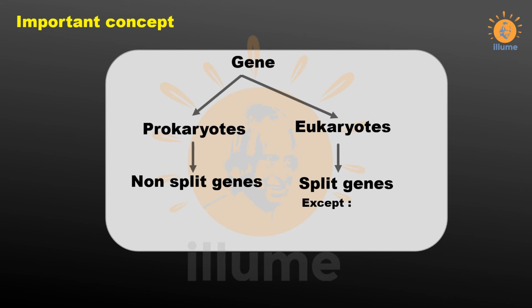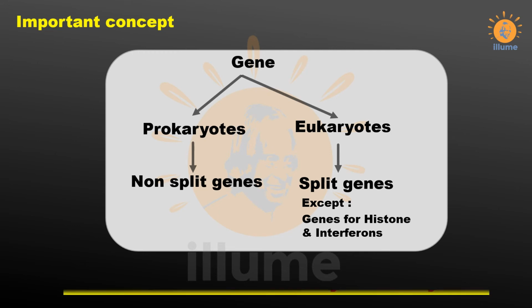But there are exceptions. The two genes in eukaryotes which code for histone and interferon proteins are non-split genes. You need to remember this. Genes for histone and interferons are non-split genes. All the rest of the genes in eukaryotes are split genes, but prokaryotic genes are always non-split genes.